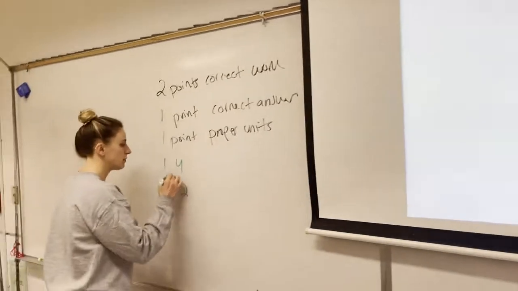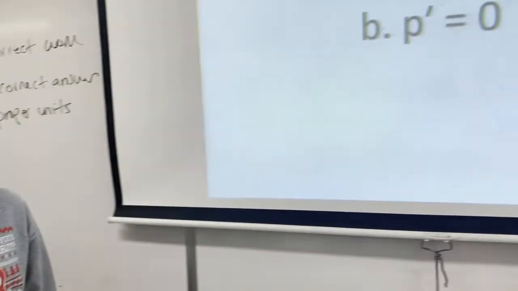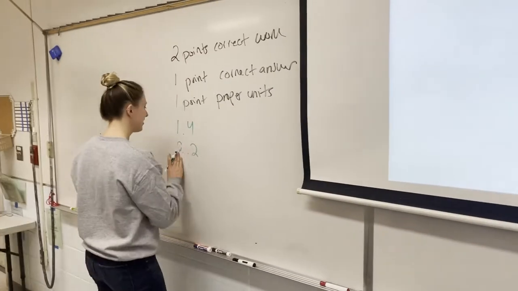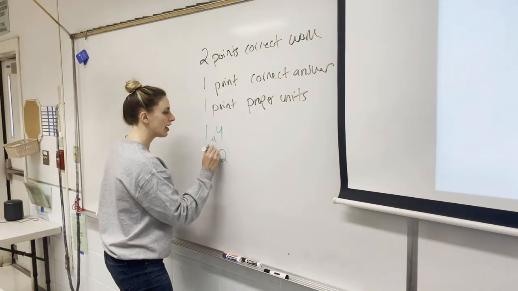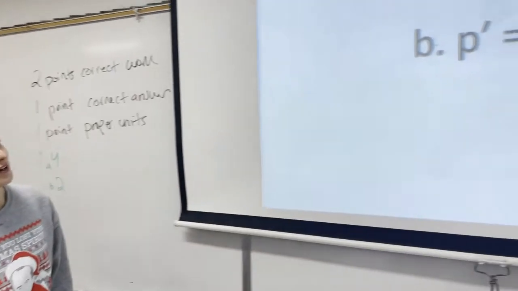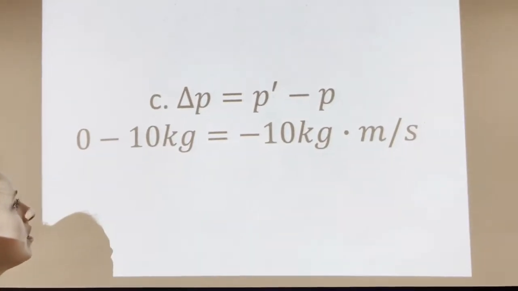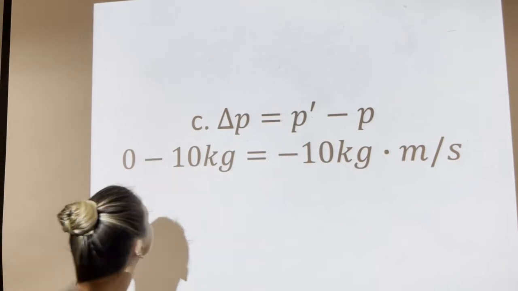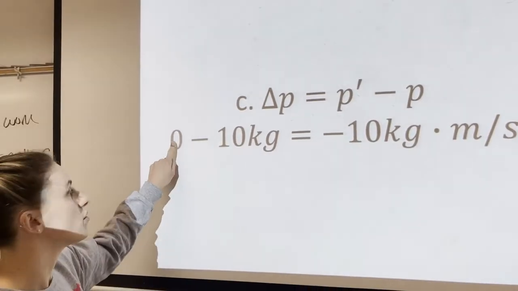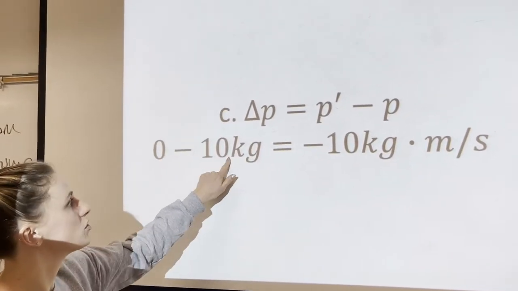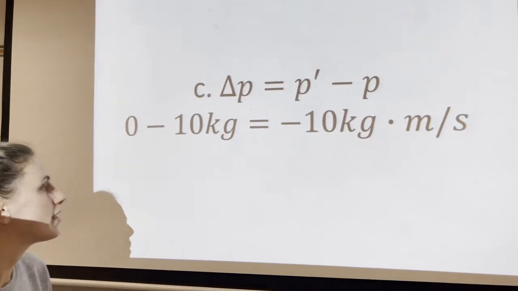Number 2 is 2 points possible. Actually, it's 1B. Oh, sorry, you're right. So we got 1A, 1B, like that. There we go. For 1C, the change in momentum is final minus initial. So 0 is the final momentum, minus the initial momentum. Should be negative 10 kilogram meters, by the way, per second.